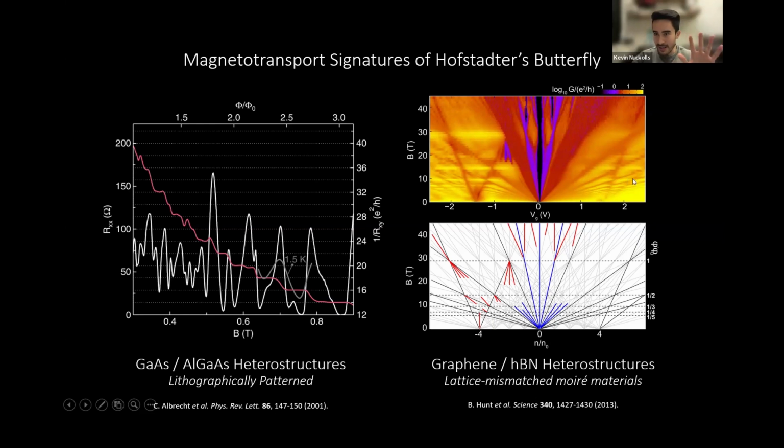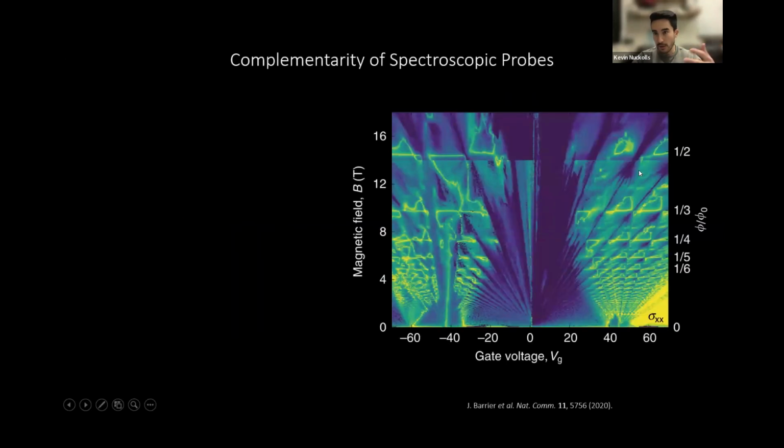So there are many experiments like this that have confirmed these observations and seen Hofstadter's butterfly in a series of moiré materials. All of these experiments, though, are magnetotransport or compressibility experiments. And today I want to try to convince you that spectroscopic probes like the STM can offer a sort of complementary perspective to this problem at hand.